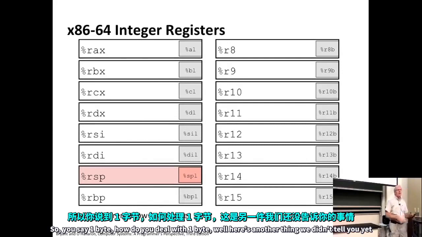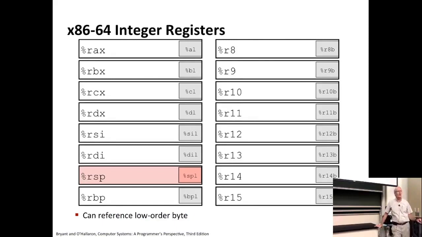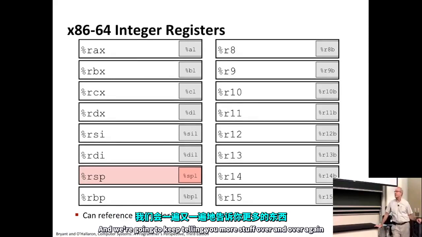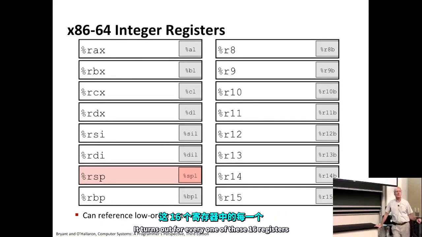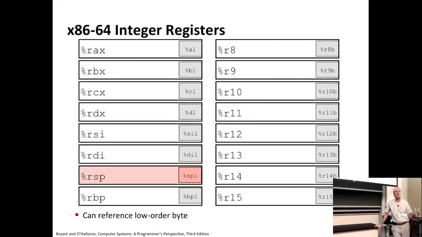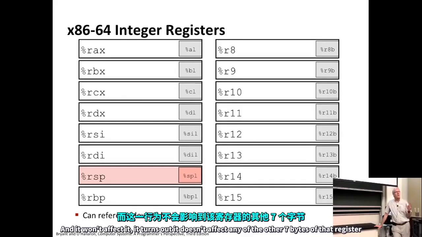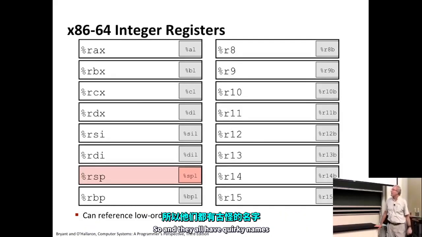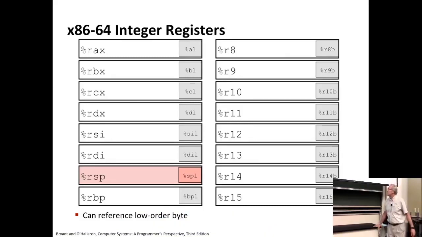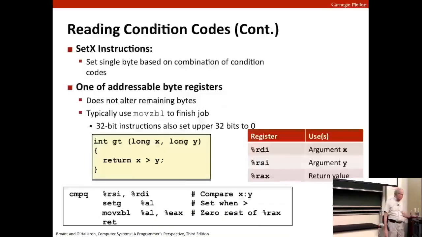So you say 1 byte, how do you deal with 1 byte? Well, here's another thing we didn't tell you yet, and we're going to keep telling you more stuff over and over again. It turns out for every one of these 16 registers, you can directly set the lowest order byte of it to either 0 or 1, and it won't affect any of the other 7 bytes of that register. So, and they all have quirky names. The L means low in there.